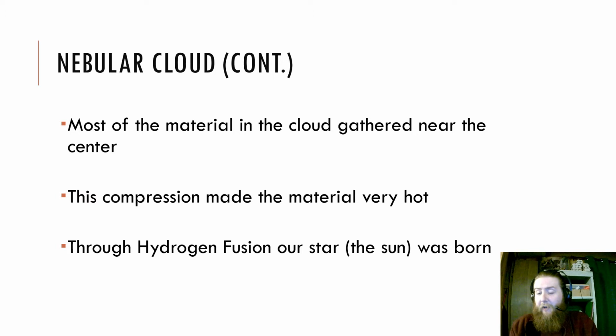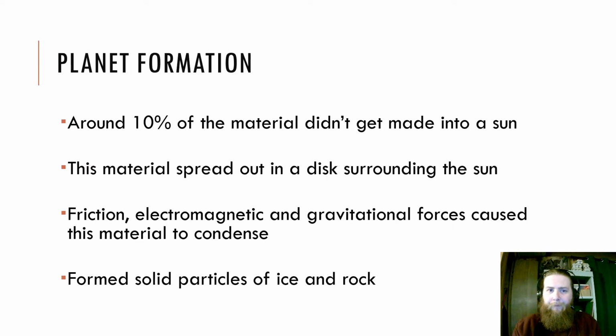And then we got hot enough that hydrogen atoms actually started to fuse together to form helium atoms, and this hydrogen fusion is what created our sun. Jupiter would do hydrogen fusion if it was a little bit bigger, but it's not quite big enough to get to that heat that it needs to start hydrogen fusion.